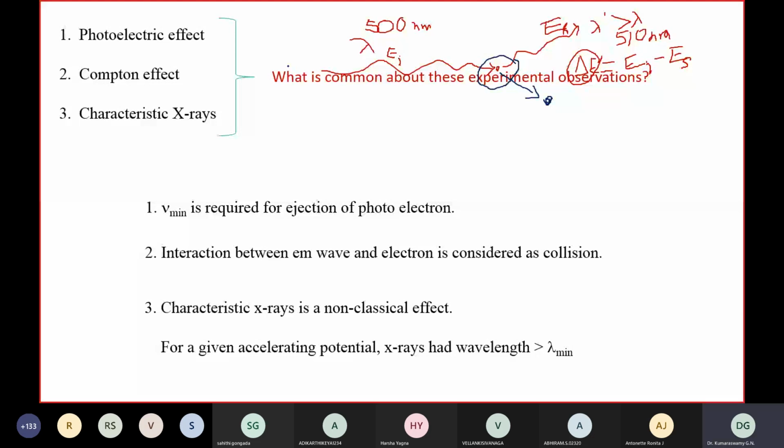For a given accelerating potential of the electron. Electrons are accelerated, that is, high energy electrons are bombarded onto a material. How do these electrons get high energy? They are accelerated. We use a potential to accelerate these electrons. For a particular given accelerating potential, the X-rays had a wavelength greater than lambda minimum. All the X-rays which were emitted had wavelength more than lambda minimum. Nothing can be less than lambda minimum. So this lambda minimum corresponds to the accelerating potential.